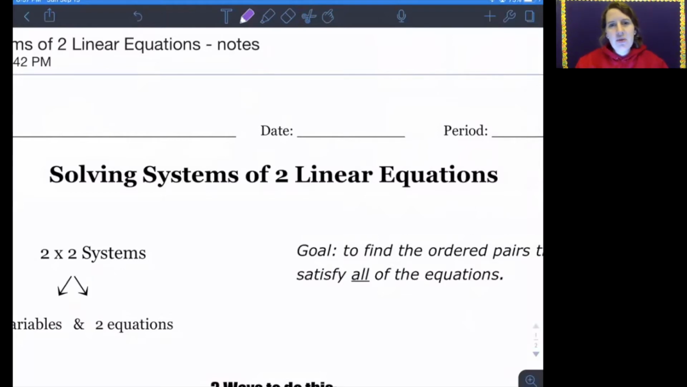So when I say 2x2, that means we're going to have two equations that have two variables that we're going to solve for. Each of those has the same two variables. We're going to talk about three different ways that we can use to solve those, the first one being graphing.